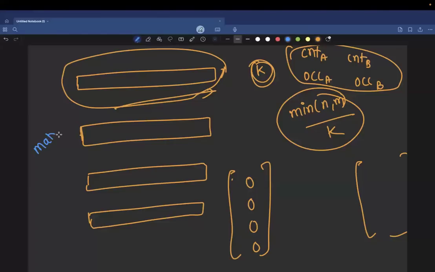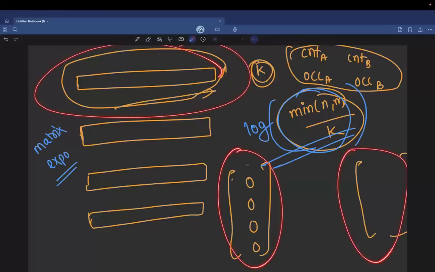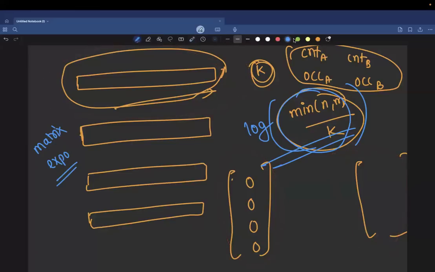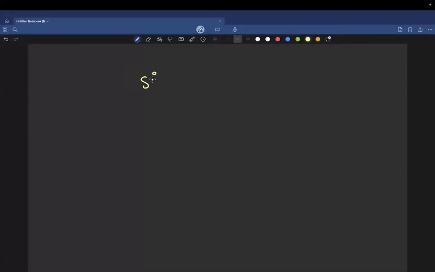I could just use matrix exponentiation for running these minimum of n comma m, divided by k, number of cycles in logarithmic time complexity. So all I did was find some relation and then solve it. But I think there is some easier, simpler solution available. I believe there should be some simpler solution possible.